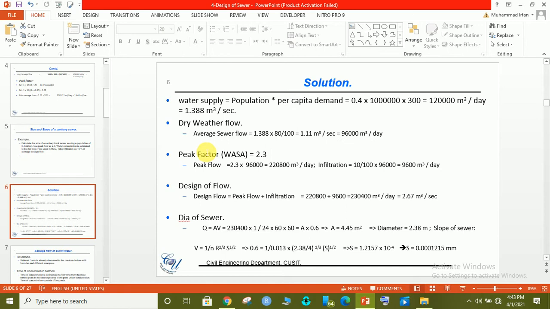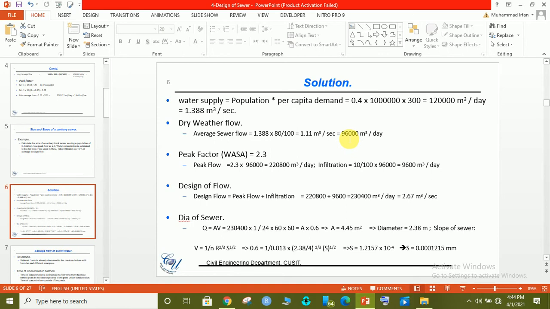Now take the peak factor, which is 2.3 as given in the problem. The peak factor 2.3 is multiplied by the average wastewater generated. When we multiply with the peak factor, we get the peak sewage flow per day, which is 220,800 meter cube per day. And the infiltration, which is given, is 10%. Just multiply by 10 divided by 100, which is 0.1.